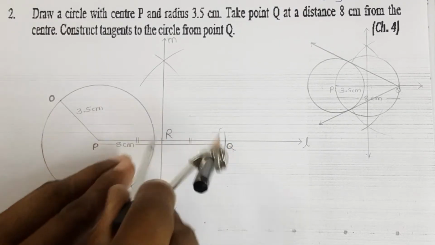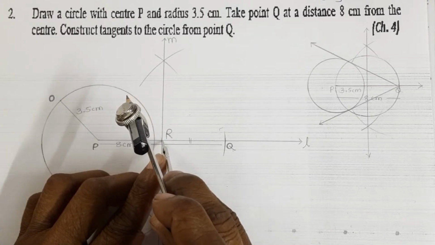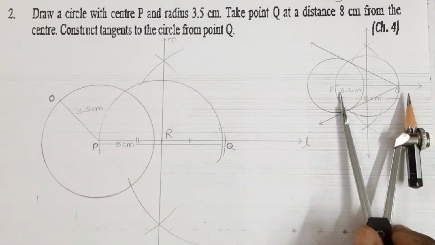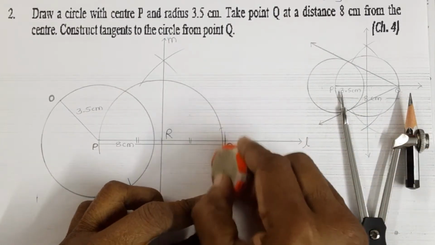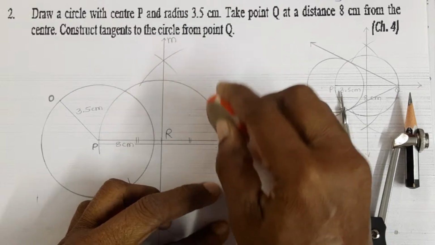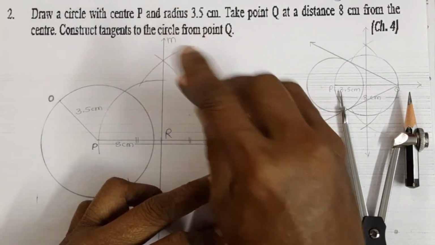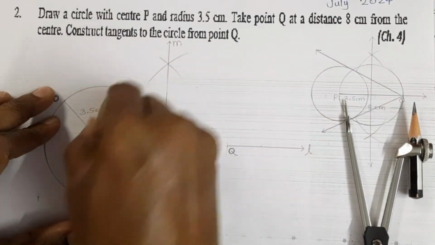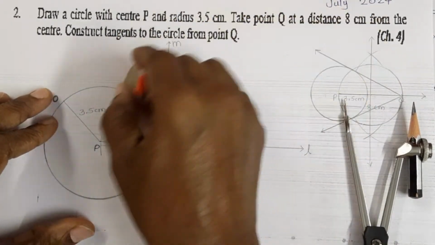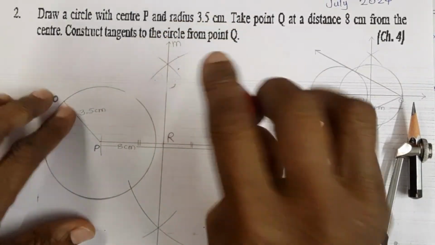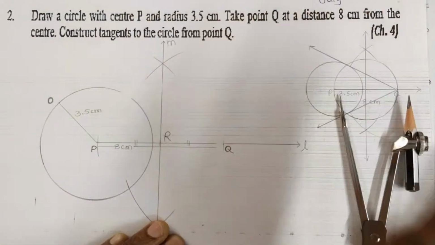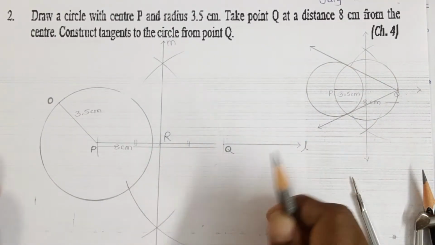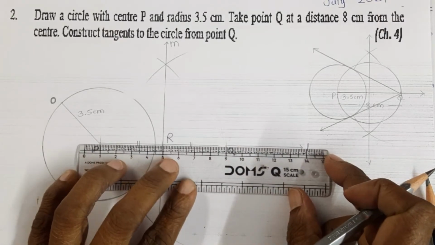Okay, and now make the circle, and the compass slipped down. Wait for a while, students. Such an incident can occur in your exam also, students. So be careful while drawing the construction.